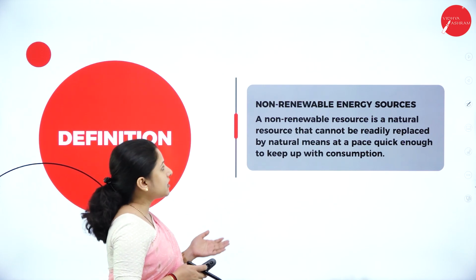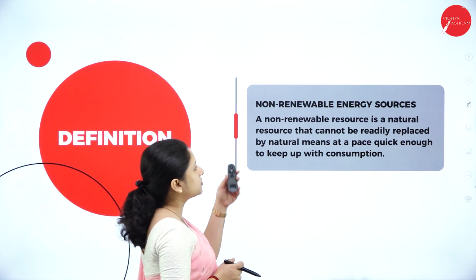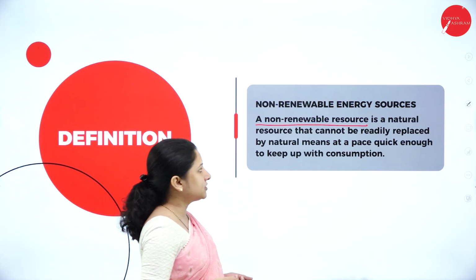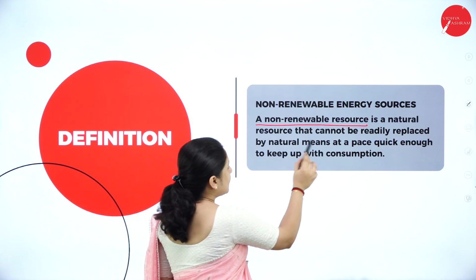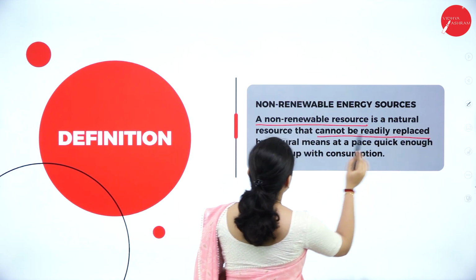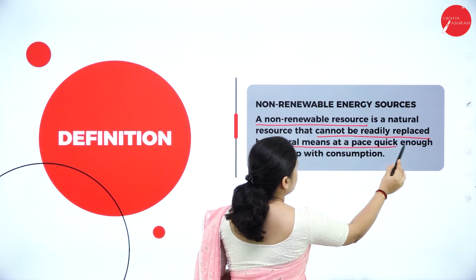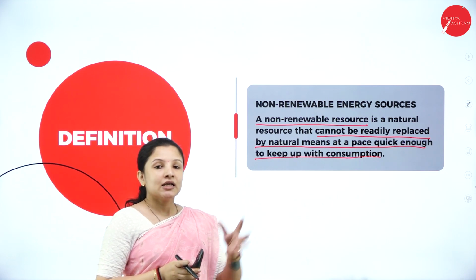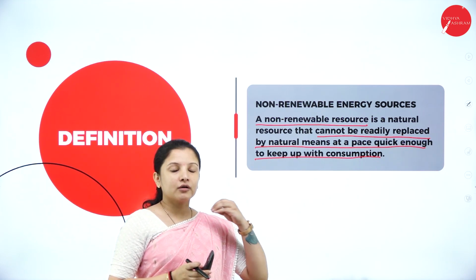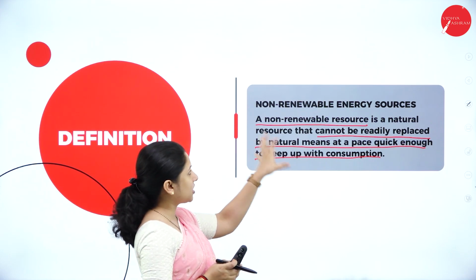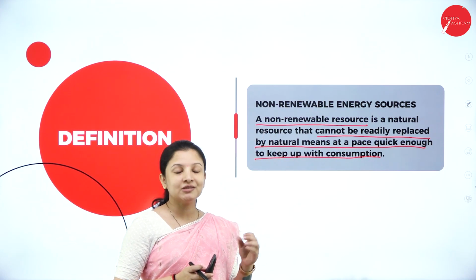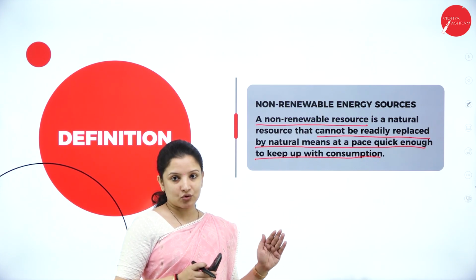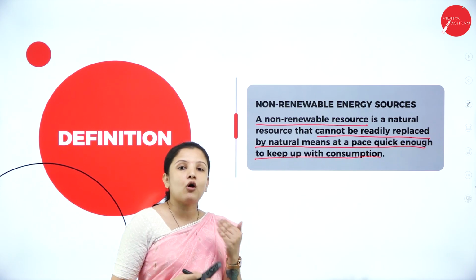Next, talking about the non-renewable energy resource. So let us know the definition of non-renewable energy sources. A non-renewable energy source is a natural resource that cannot be readily replaced by natural means at a pace quick enough to keep up with the consumption. It means that if human consumption of this particular non-renewable energy resource is continuous over a period of time, then very soon these resources can be depleted and we cannot get them back.